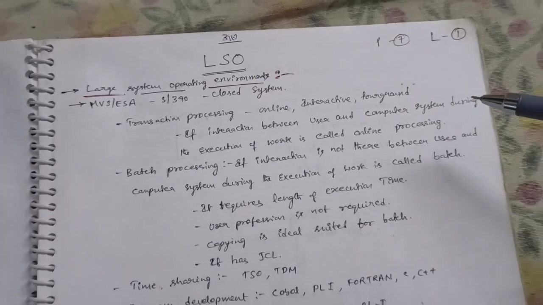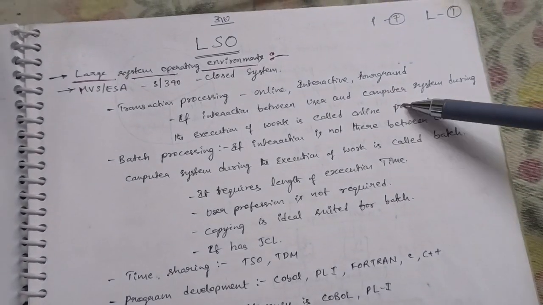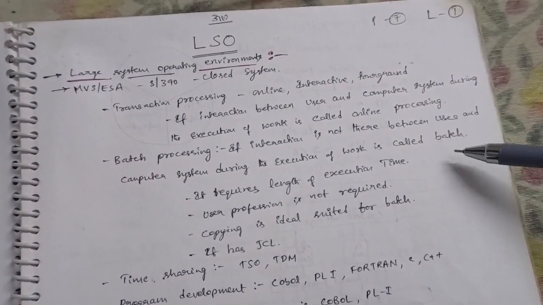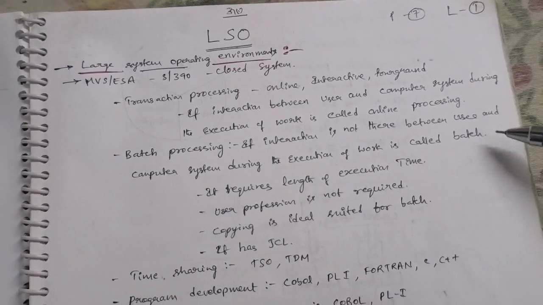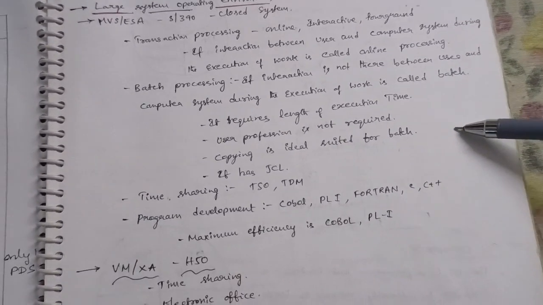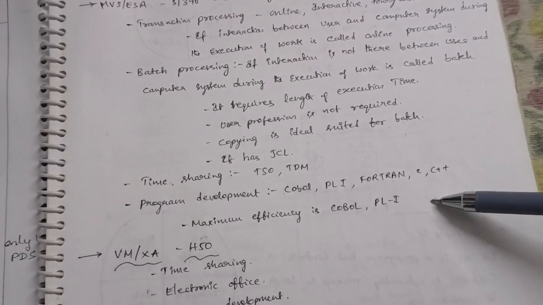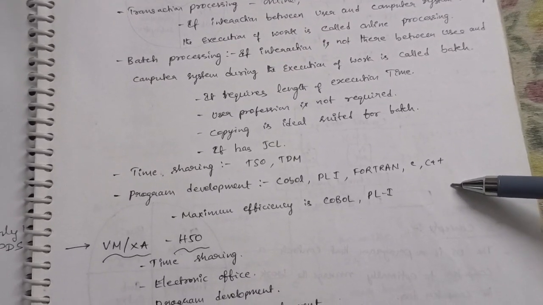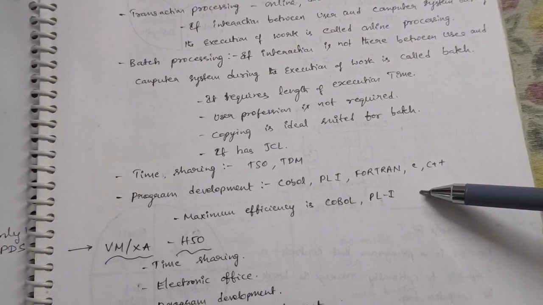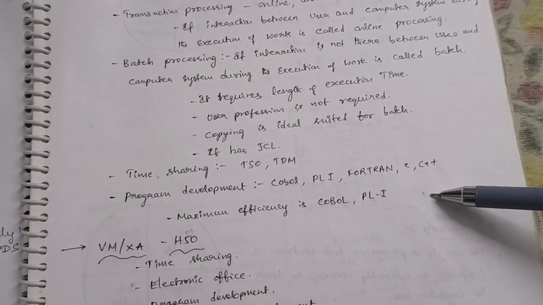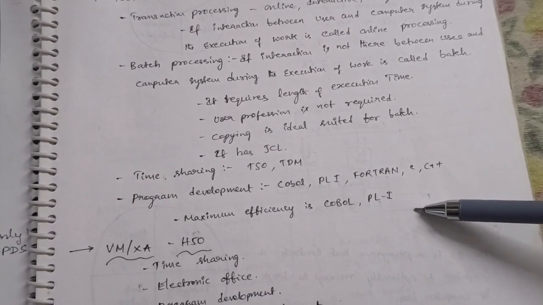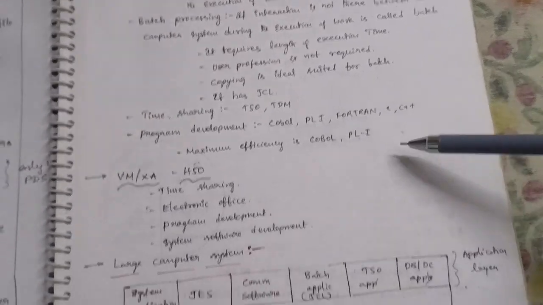LSO and in the mainframe we have transaction processing, online transaction processing, and batch processing. The online processing can be run by using CICS and batch processing can be run by using JCL. And these are program development. We can develop the mainframe application based on these languages: COBOL, PL1, Fortran, and C, C++. But for maximum efficiency, the development will use COBOL and PL1.